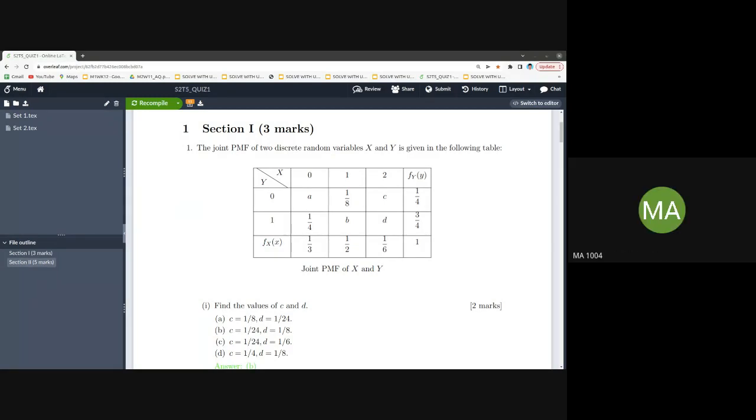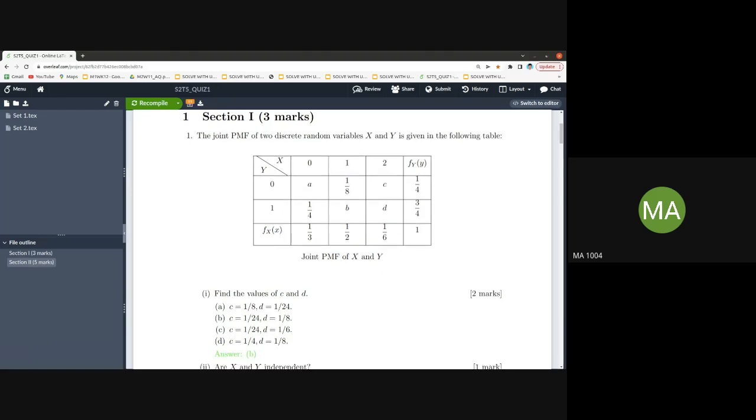See, the first question, I hope everyone will be able to do, because we have discussed this in revision also. If a joint PMF table is given to us, it's easy. There are a few conditions, right? You have to add.